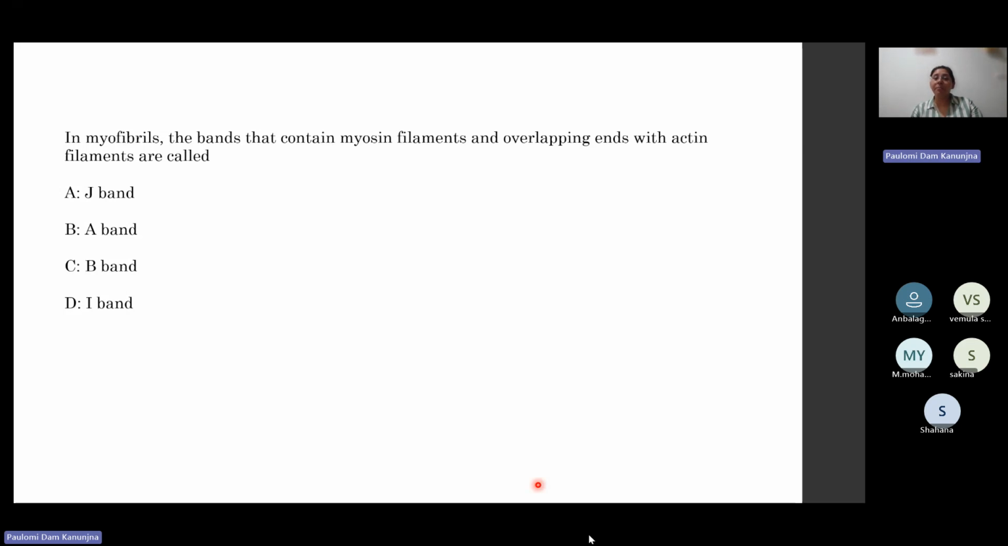So what is important for you is to localize these in your sarcomere. For everyone who is still visualizing, you should be able to know where is the M line, where is the Z line. You should know what is the A band, what is the I band, and what is the H zone.